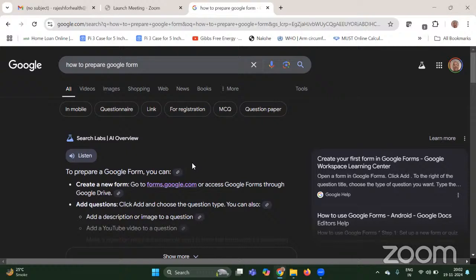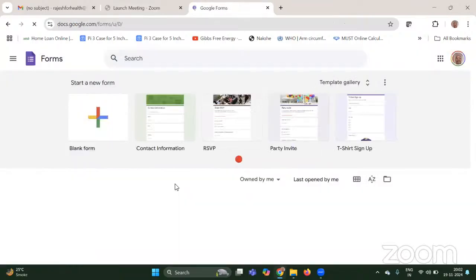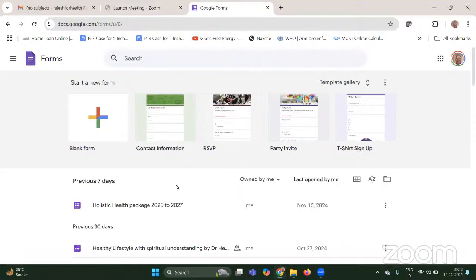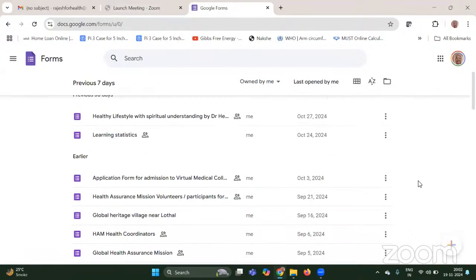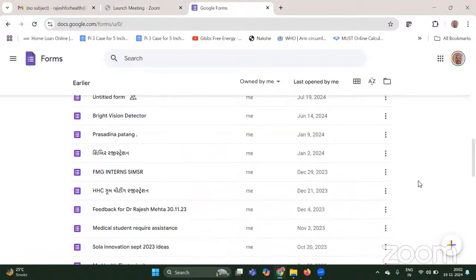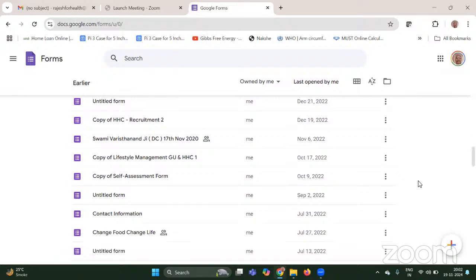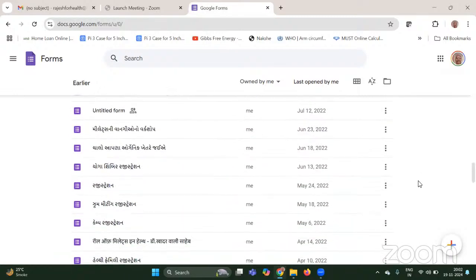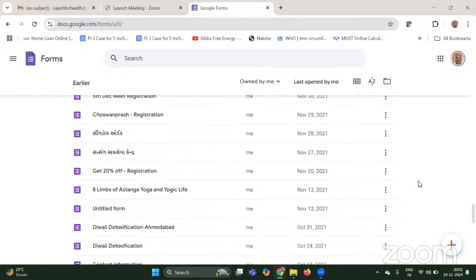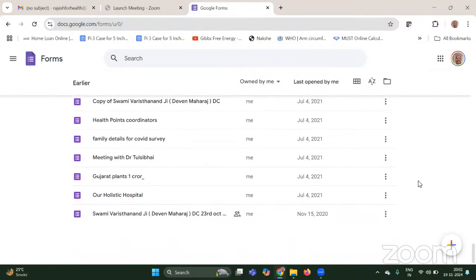So it says forms.google.com, right? So this is how we are moving ahead. Now, because I'm logging in from my Gmail account, it will show my past Google Forms also. So many Google Forms you can see, right? Whatever you want, I can share this also if you want ready-made forms. So many forms, right?